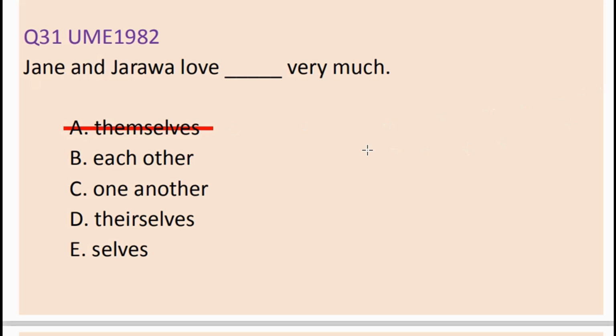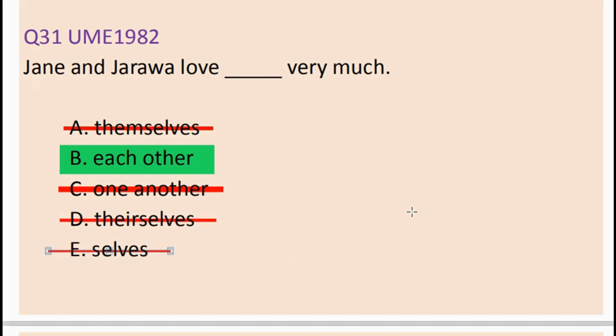Now, because there are two, Jane and Jarawa, just two people, then the correct option is each other. Jane and Jarawa love each other very much. It means Jane loves Jarawa very much, and Jarawa loves Jane very much. One another could be correct if they are more than two. Themselves, I told you, is not an expression we can find in any standard English. Then E, selves, is not appropriate in this context.